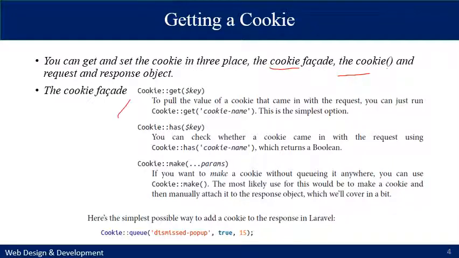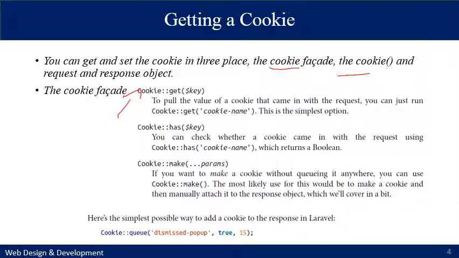The cookie facade has a method get, and you specify the key of the cookie, and this will pull the value of the cookie that came in with the request. So you can just run Cookie::get and then specify the name of the cookie, and this is the simplest option that you can use to get the cookie. The next option is to check whether a cookie came in with a request using the Cookie::has method and specifying the name of the cookie, which returns a boolean, and if the cookie has a value, then it will be returned as true.